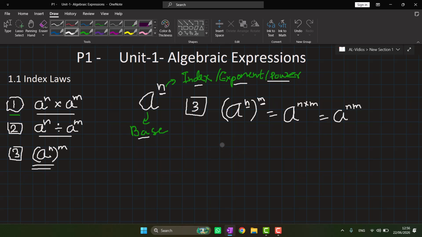Let's look at a numerical example. Let's say a raised to the power 2, or a squared, again raised to the power 3. So here we can multiply a raised to the power 2 into 3, which gives you a to the 6.